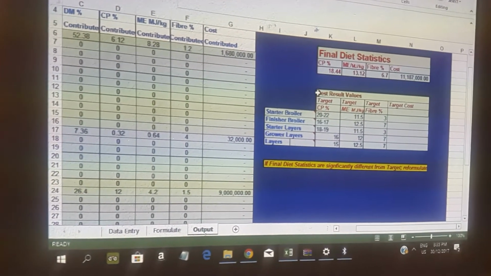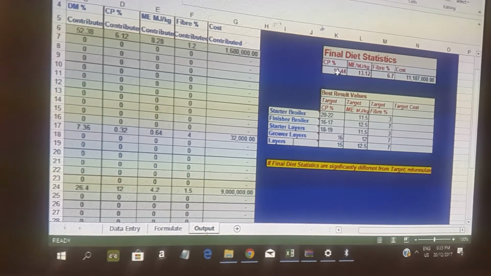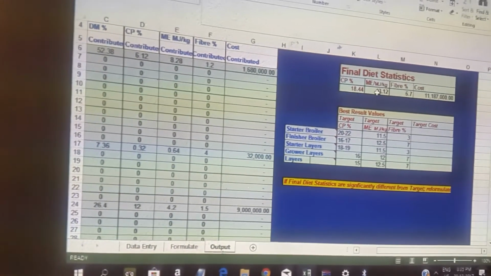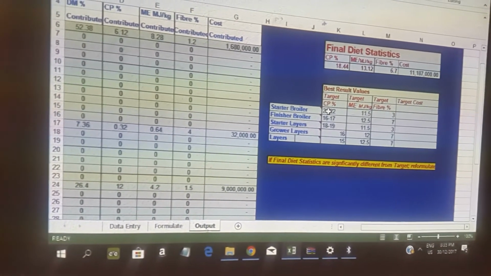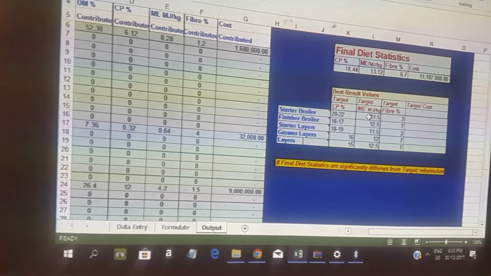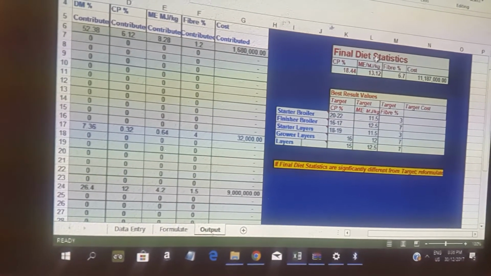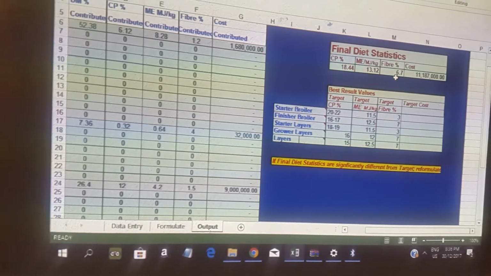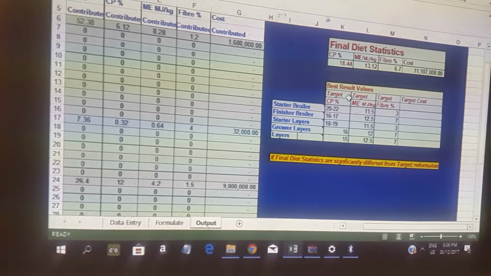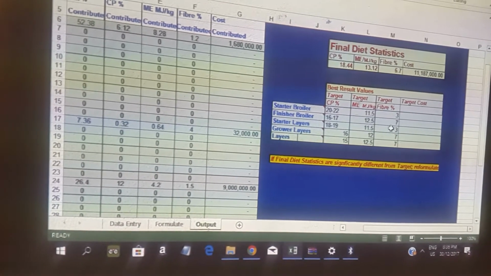What we were saying there is we've got crude protein content of 18.44 there, energy 13.1. What is our target? It's 20 there. For the energy it's around 11. Means on energy we are just about close. But look at our fiber content there. It's very high. It's almost the fiber content for the finisher.